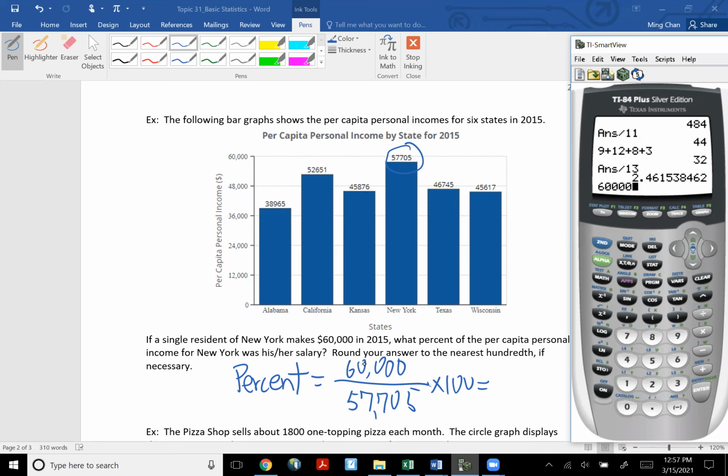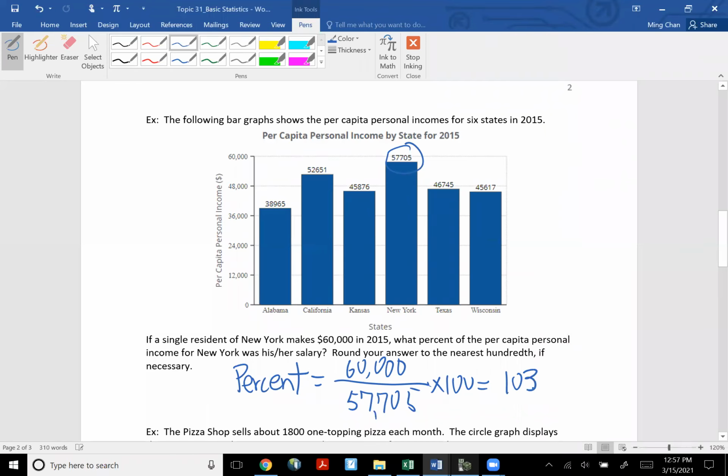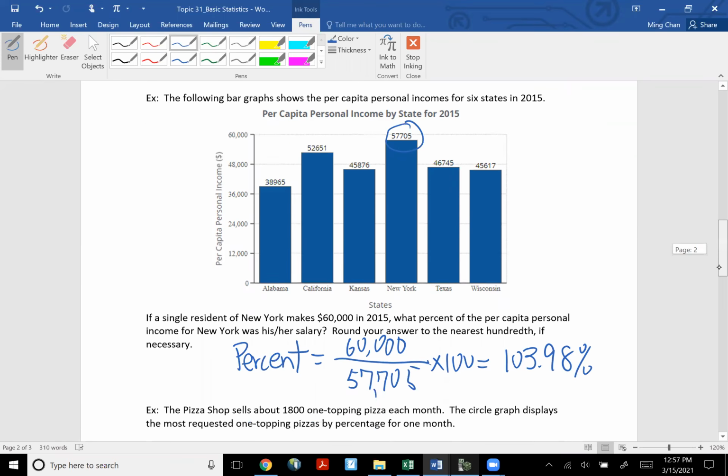If this person were making $50,000, that would mean the person is below everybody's median. So 60,000 divided by 57,705 times 100 to convert into a percent. So that's about 103.98%, barely over the state median or state average.